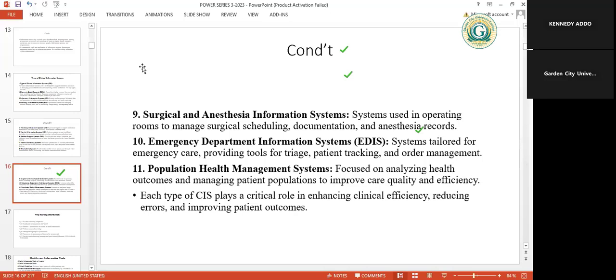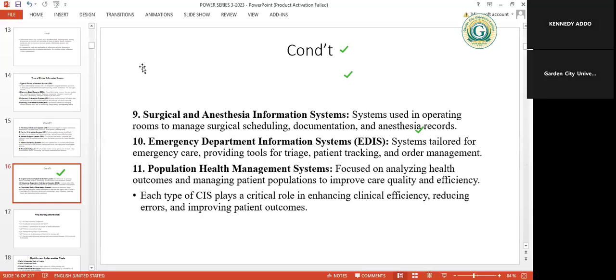We can also narrow the conversation down to these areas. We can classify them as ambulatory clinical information systems, so we are looking at maybe the services that occur at the OPD. Then we can equally look at inpatient information systems, whether we are talking about oncology or the specialty areas. All of them also rely on advanced forms of technology.